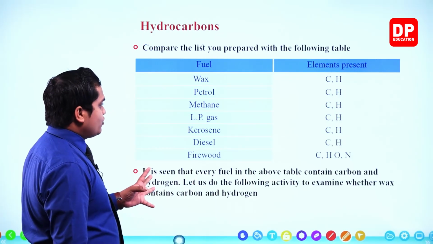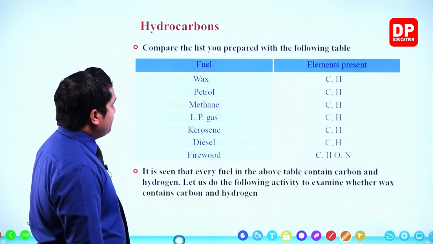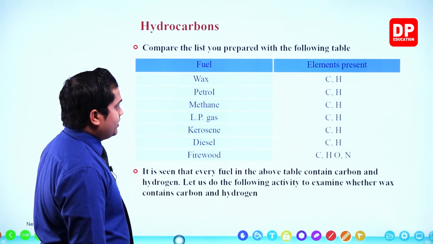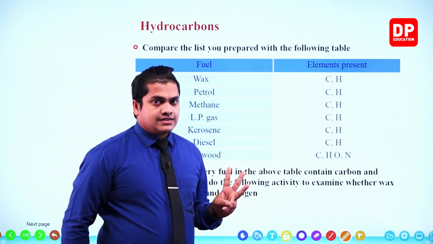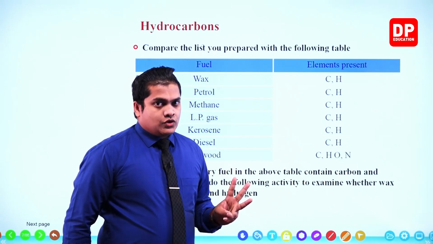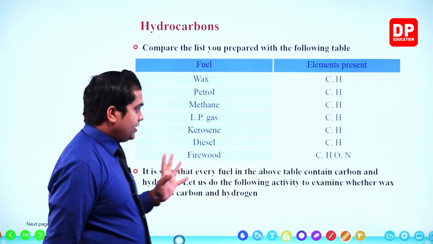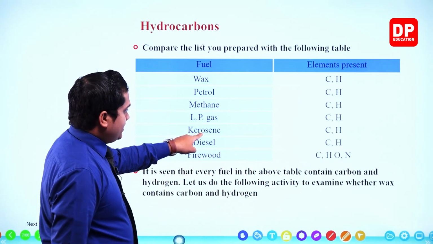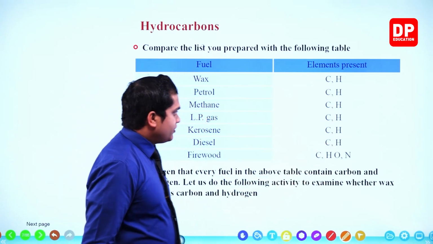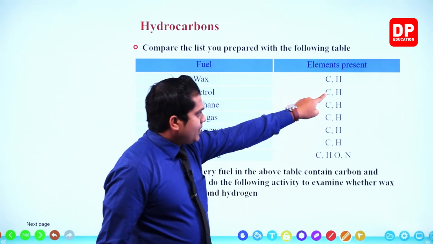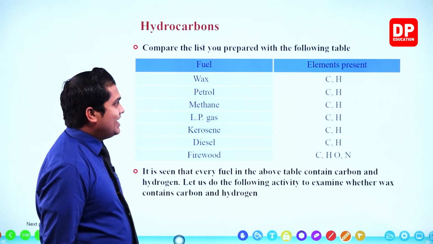So now you are given a table. Okay, so here it is given. Compare the list you prepared with the following table. Now I have given you 3 different fuel types: petrol, diesel and kerosene. Let's compare those things with here. Kerosene, as you can see here, contains carbon and hydrogen. Diesel contains carbon and hydrogen. Petrol contains carbon and hydrogen. Other than that, wax contains carbon and hydrogen as the main elements.